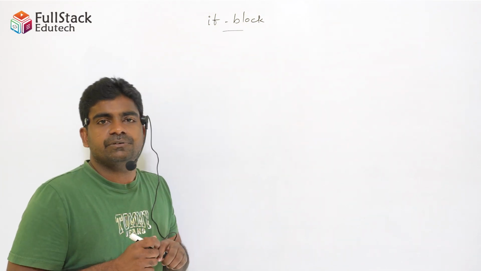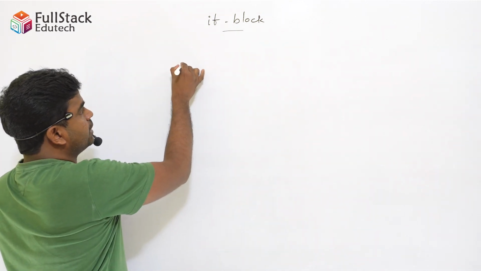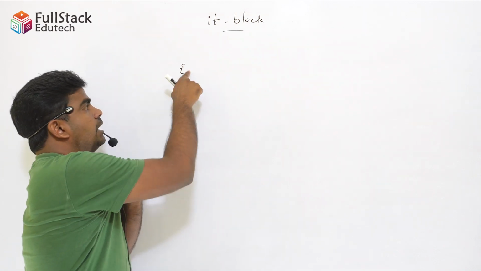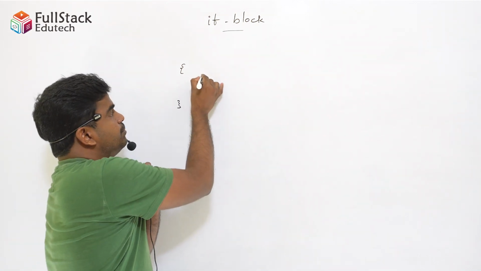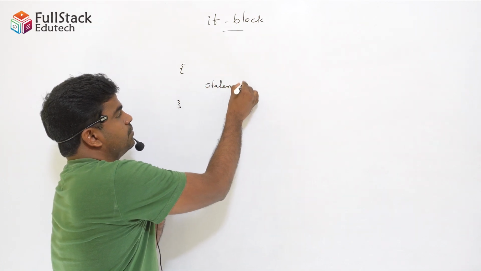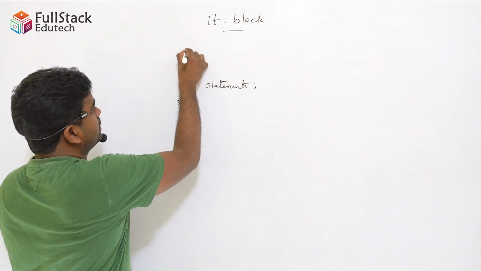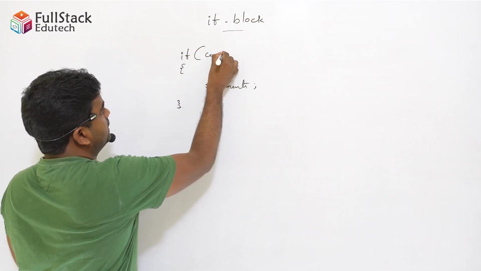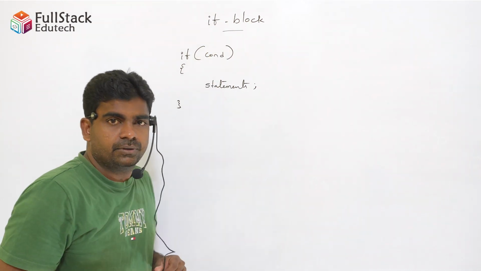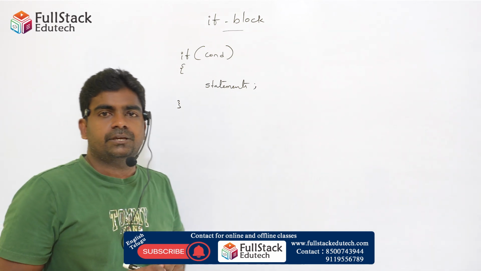All these concepts we will discuss. First thing, the if block executes a block of instructions. Any number of instructions you can write, simply put, multiple statements, only if the given condition is valid. If the condition is valid, then this block gets executed. If the condition is invalid, then the block will not execute.